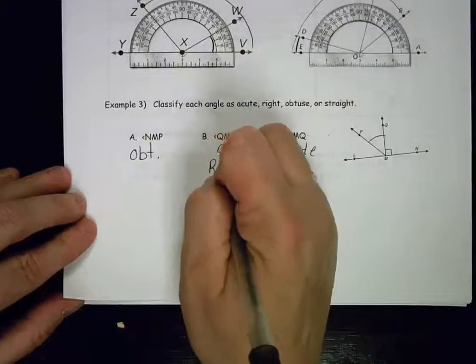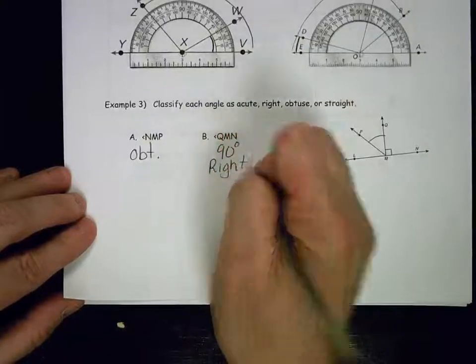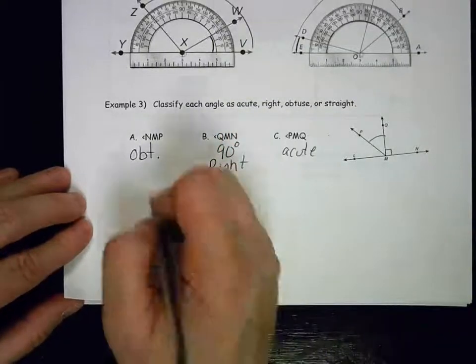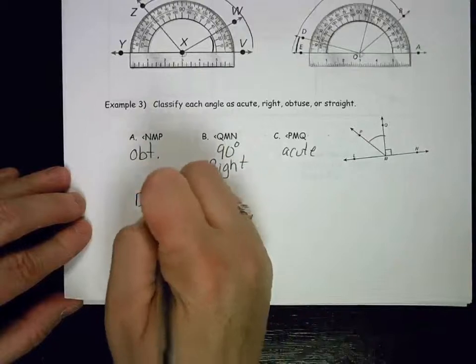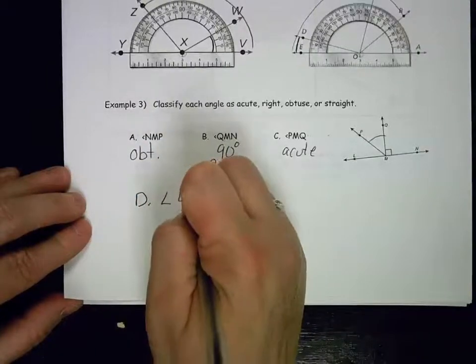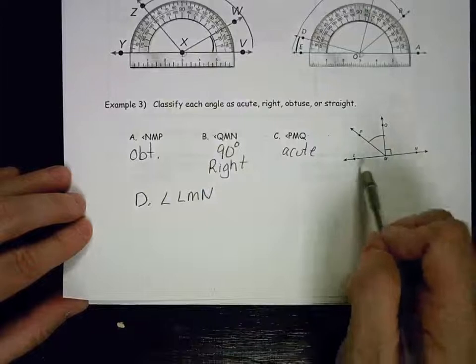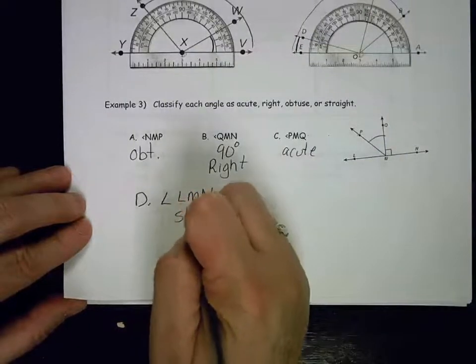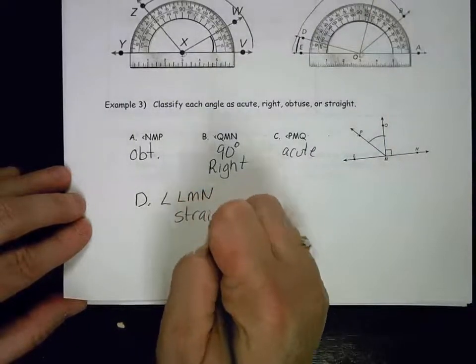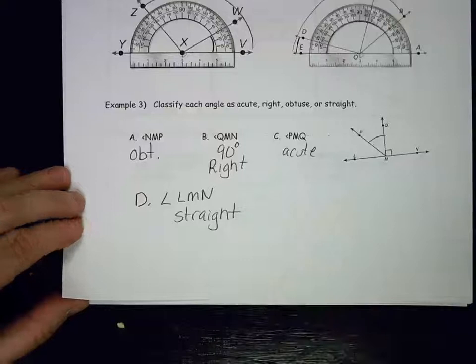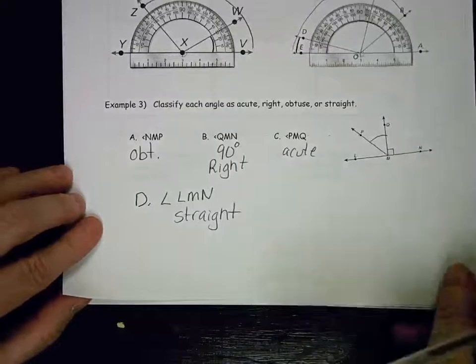Guess I should write that letter B is a right angle. And I'm going to add letter D here, angle LMN. That is called a straight angle. 180 degrees is a straight angle.